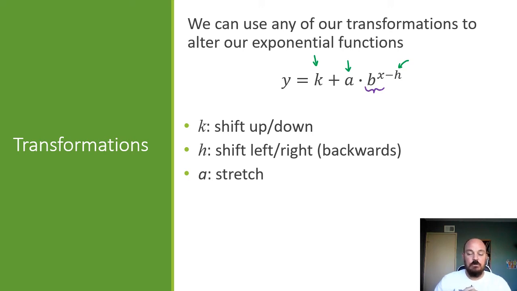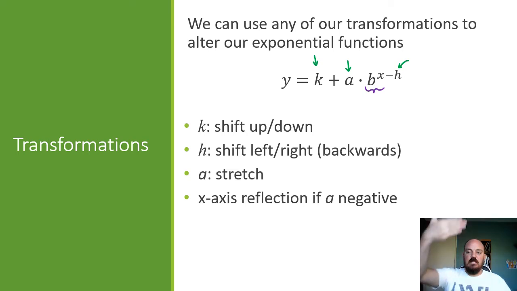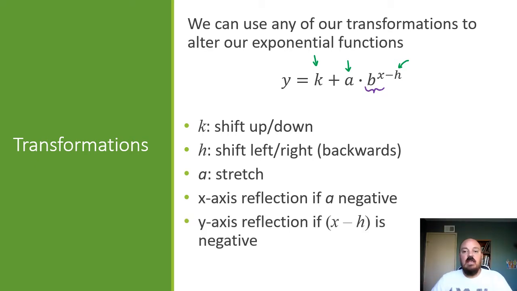A is going to be a stretch, and that's really the hardest transformation to do. It's the only one, we called it non-rigid back in chapter 1 because it changes the shape of the graph. It can also be an x-axis reflection if it's a negative number, meaning it'll take that graph and flip it from the top down to the bottom. So instead of above the asymptote, it'll be a mirror image below. And if the x, the variable itself, is negative, that flips it left and right, and I'll talk a little bit more about that at the end of notes.